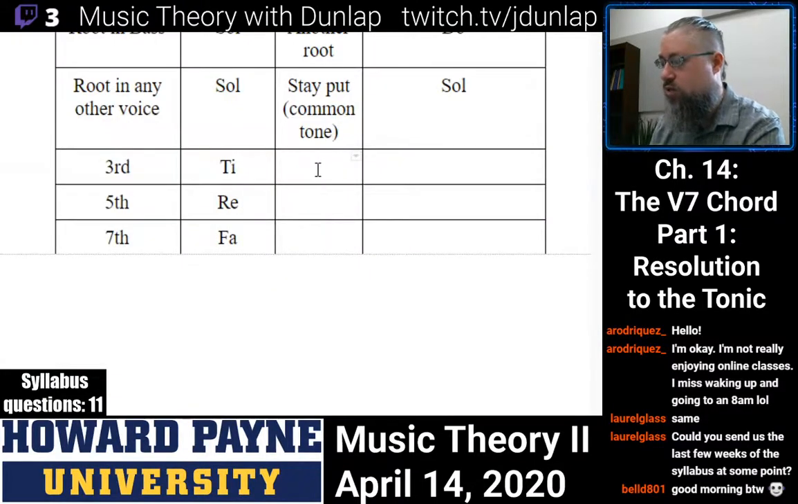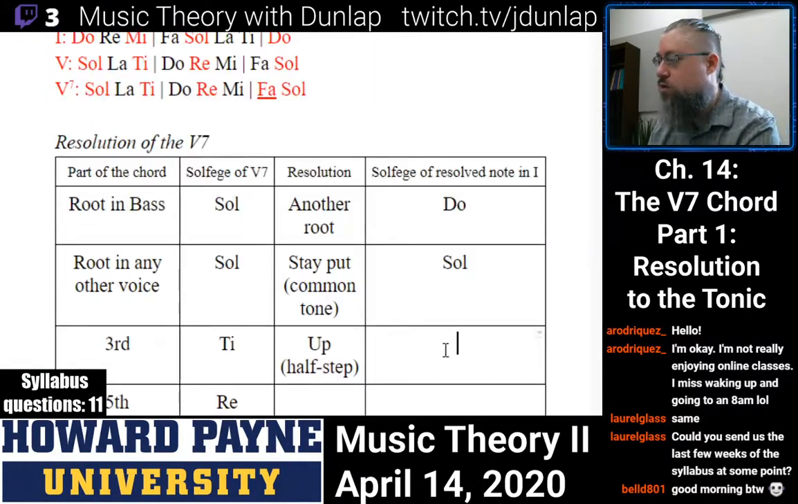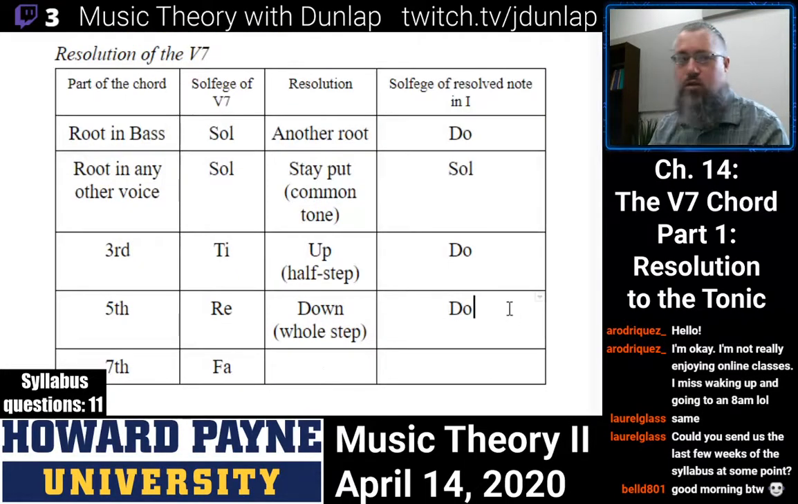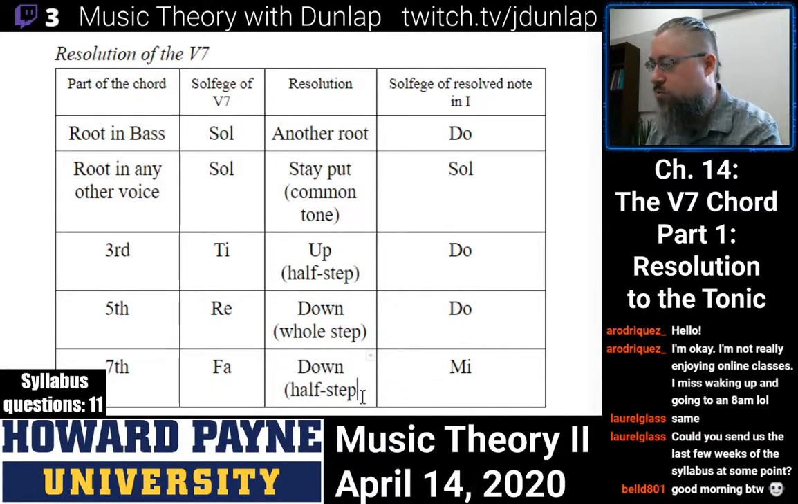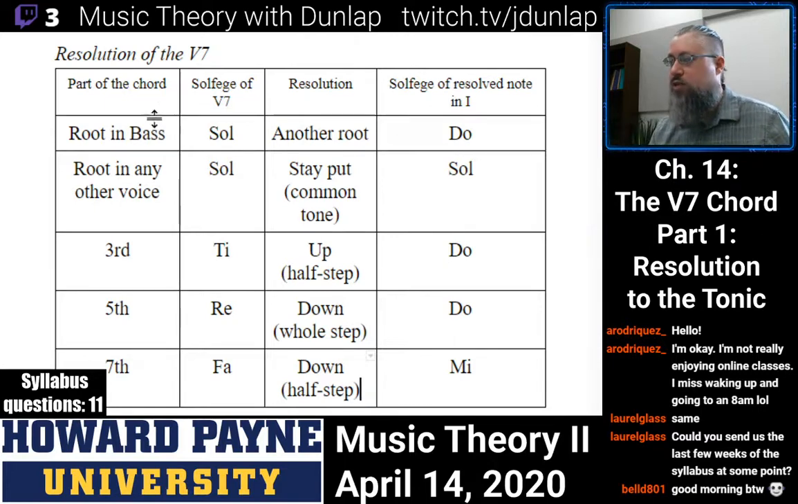Ti is going to resolve up via half step, and that's going to resolve to do. Re, which is the 5th, is going to resolve down via whole step. And then the only part of the chord it's missing is the 3rd. So let's just put that there and assume that that's the case. Yep, down by half step. I want you to have this handy for yourselves because this is going to be in the exam.